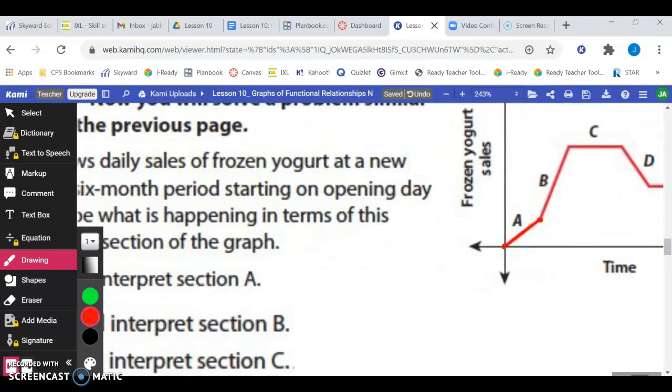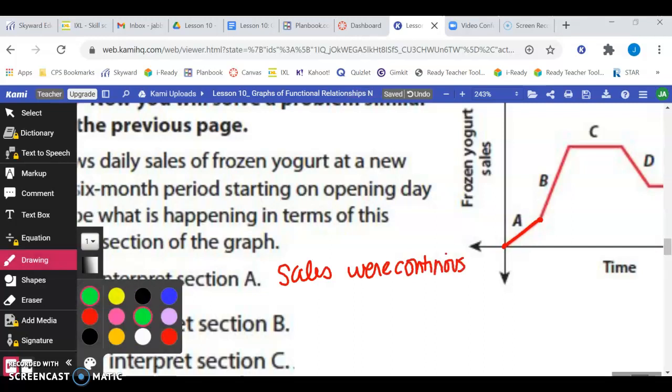So sales were continuous throughout the day. They kept getting more and more people coming in. Sales were continuous. Then if we look at section B here, our line is steeper. So that means our sales increased.